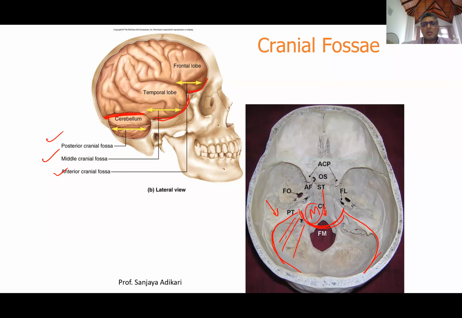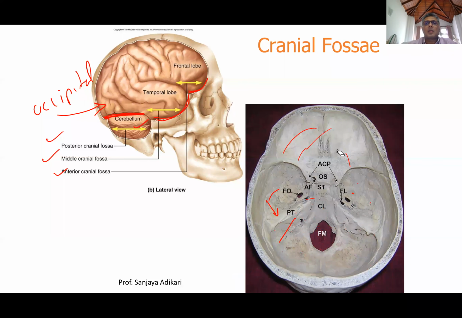Now, this tentorium cerebelli actually separates the cerebrum in that area. The occipital lobe is sitting on the tentorium cerebelli. Below that, in the posterior cranial fossa, you get the cerebellum. I think it's clear to you now. So remember these points.